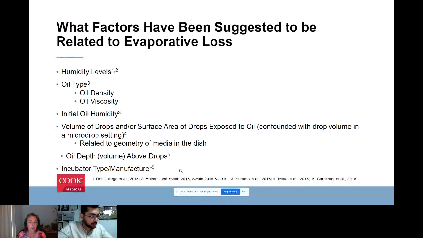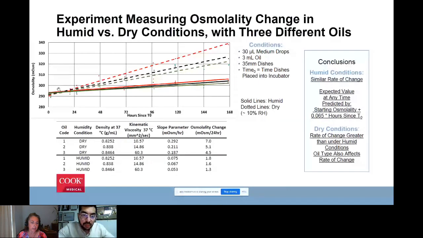The solid lines represent a humidified incubator, so at about 75 to 80% relative humidity, and the dotted lines represent a dry incubator, so at about 10% relative humidity. And of course, the same color line represents the same oil, but in a different environment. So the first thing we can notice is that there's a significantly greater slope or rate of osmolarity change in the dry conditions over time, if you compare that to humid conditions.